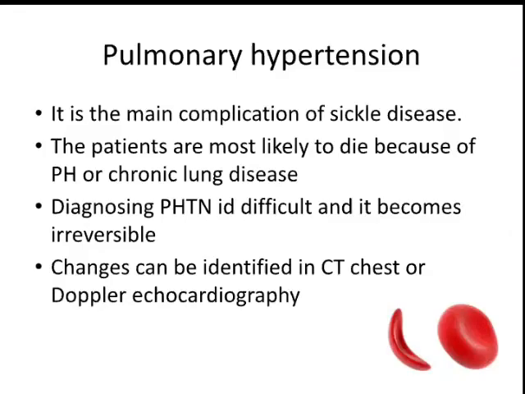The next is pulmonary hypertension. It is the main complication of sickle cell disease. The patients are most likely to die because of pulmonary hypertension or chronic lung disease due to acute chest syndrome. Diagnosing pulmonary hypertension is difficult and it becomes irreversible. We can identify it in CT chest and Doppler echocardiography, but it is very difficult to manage.